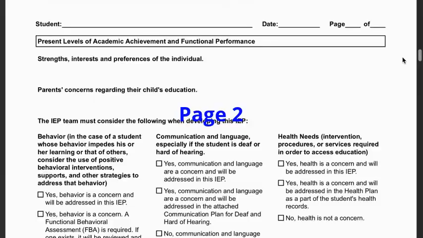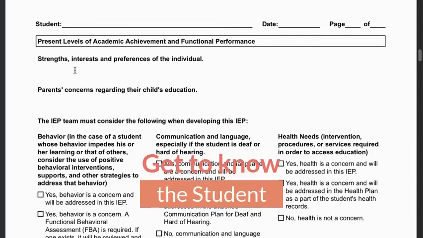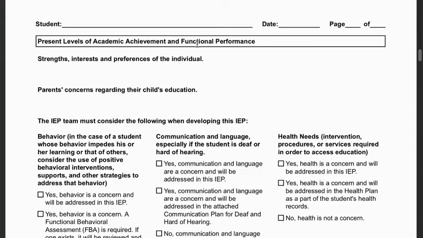The next page here, at the top, you will find strength, interests, and preferences. This is a good place to get to know your child, or the student you're working with, and what they're good at, what they're interested in, and what their preferences are, along with what their parents at the meeting said their concerns are for this year.